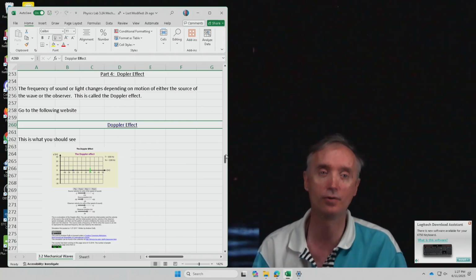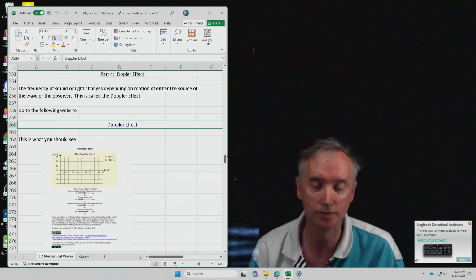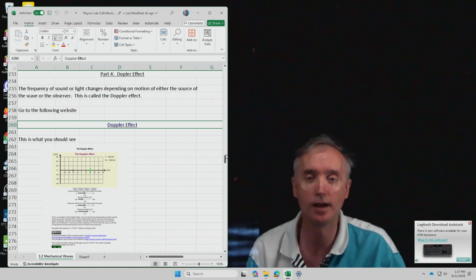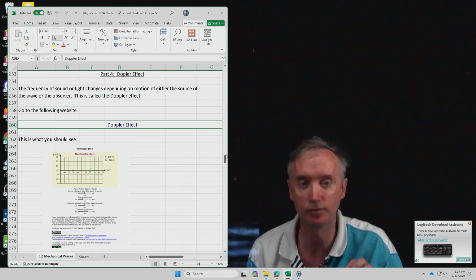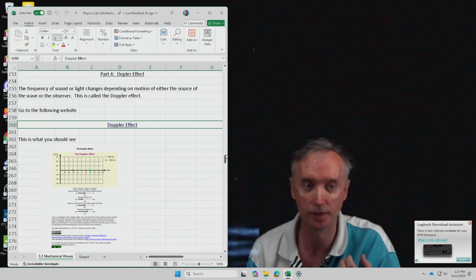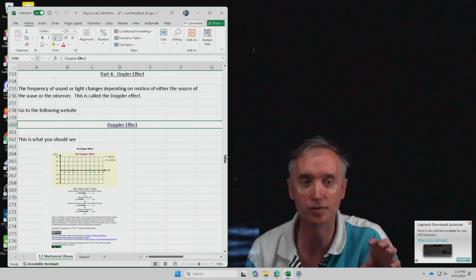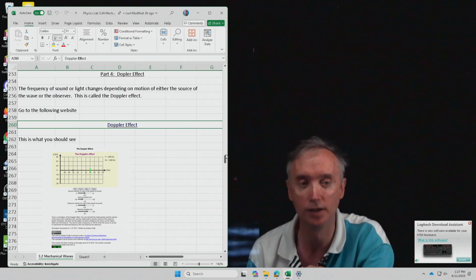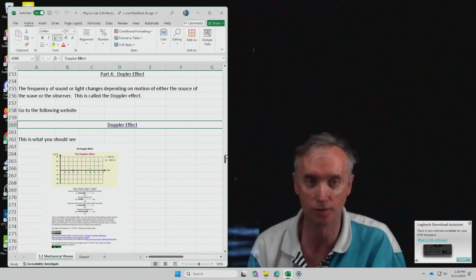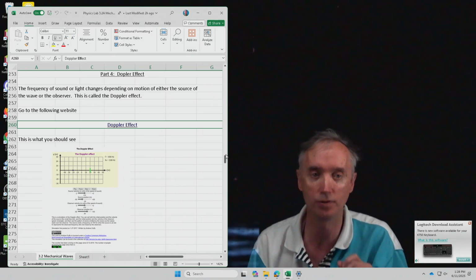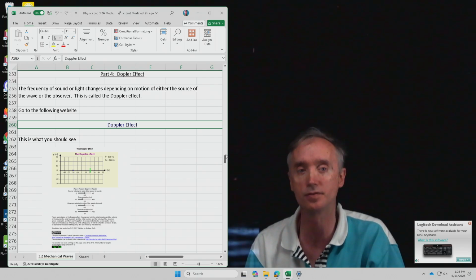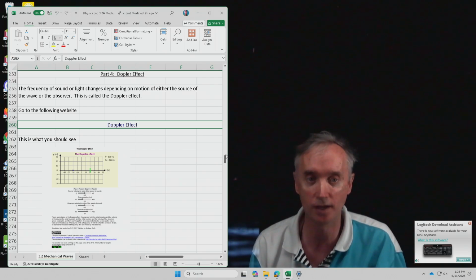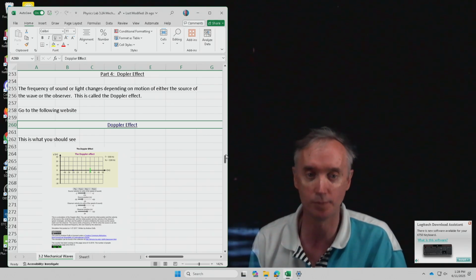So first you got to know, what is the Doppler effect? Whenever you have a source of sound that is moving towards you, the frequency of that sound is going to be changed. If that source of sound is moving away from you, the frequency of that sound is going to be changed. Now, it's going to be your job to figure out, does it go up, does it go down, does it stay the same, and how does it depend on the speed?